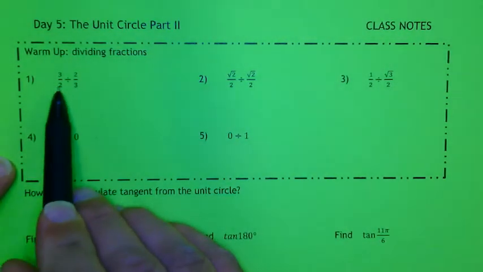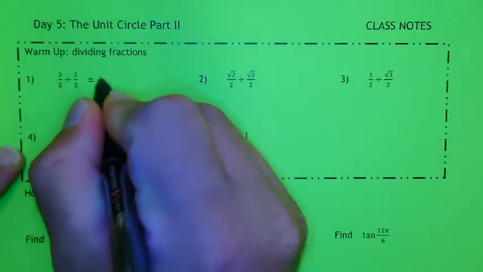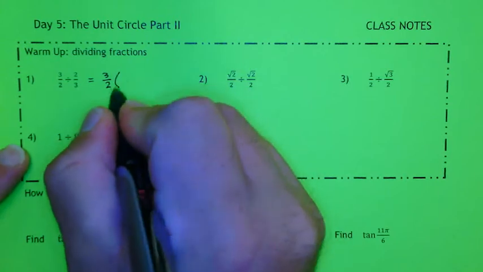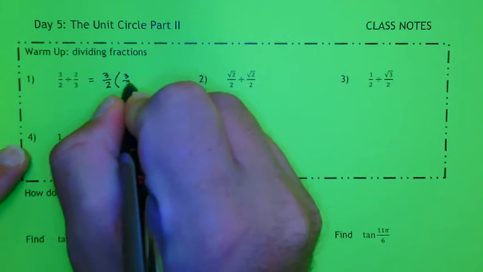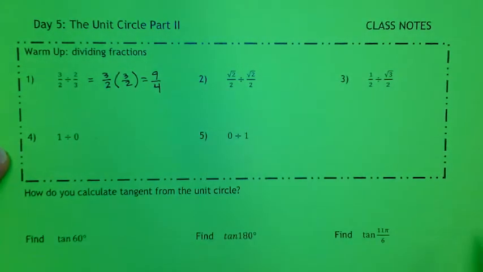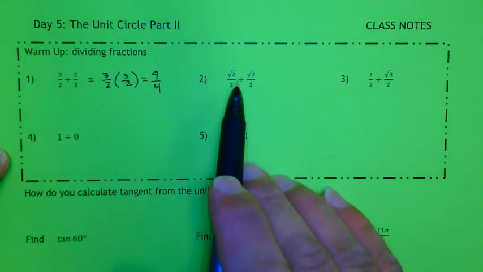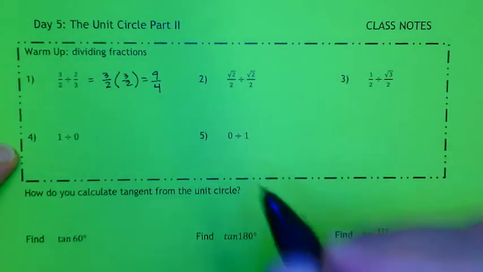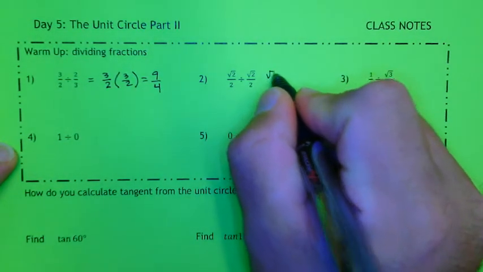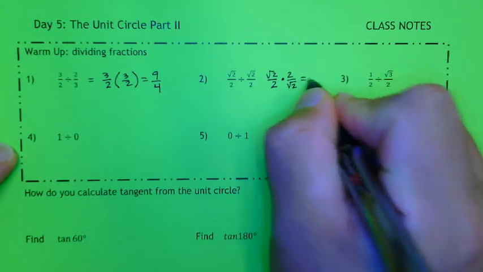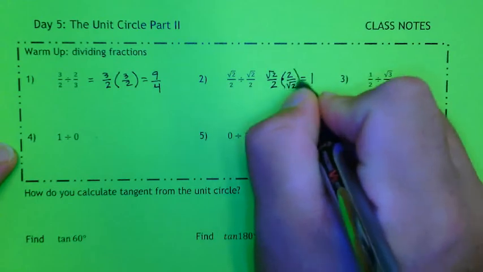Okay, if I want to divide 3 halves by 2/3, I know that I can think of this as 3 halves times 3 over 2, which is 9 over 4. Alright, if I want to divide root 2 over 2 by root 2 over 2, alright, I can think of this as root 2 over 2 times 2 over root 2, right, multiplying by the reciprocal.